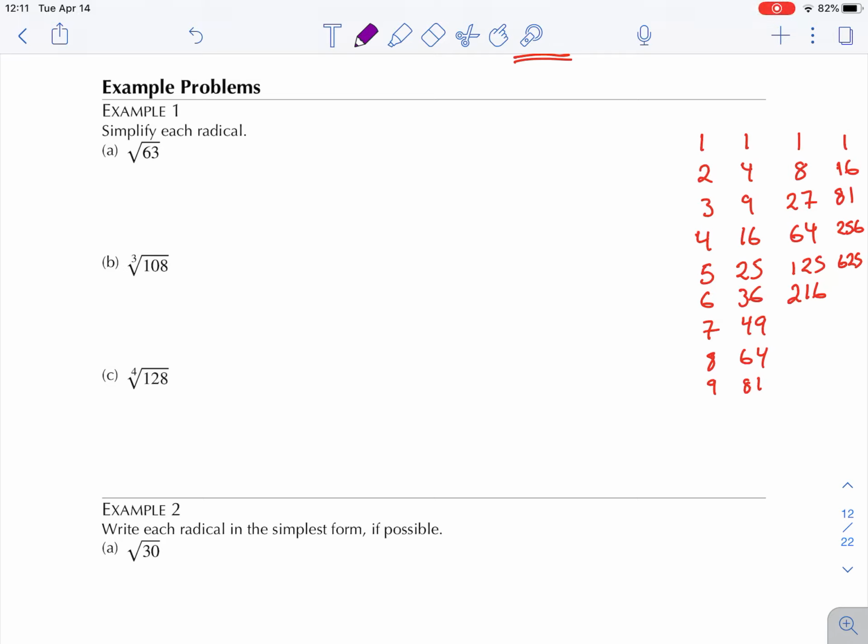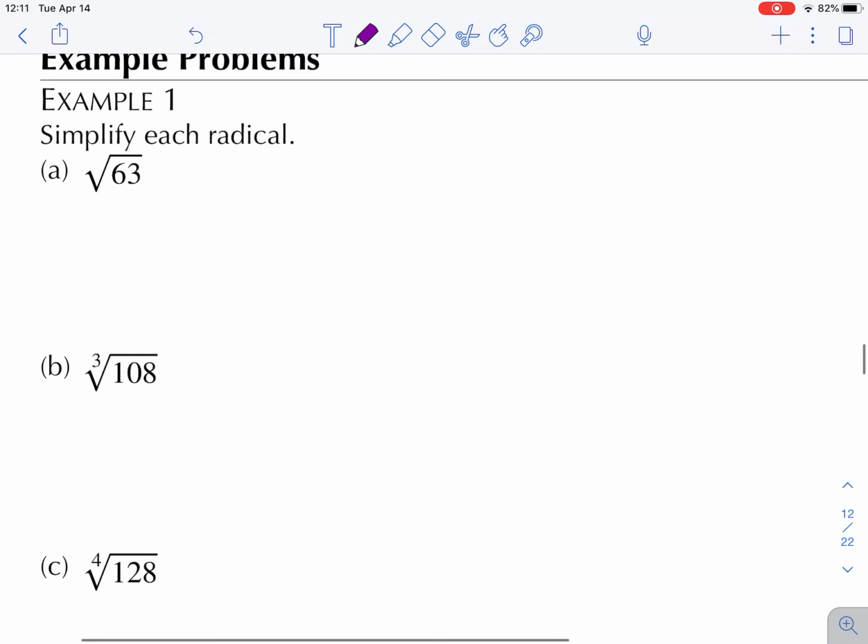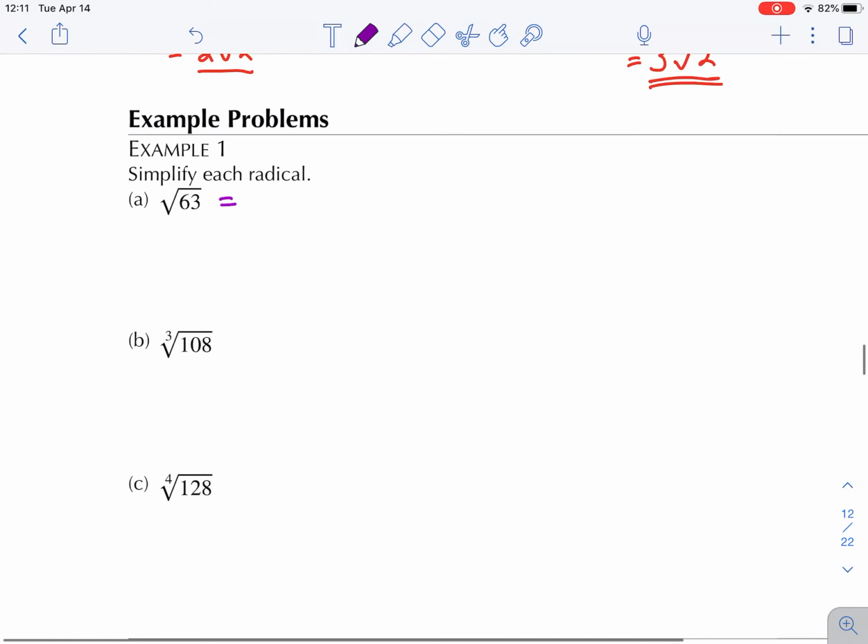Let's do section 4.3, mixed and entire radicals, example problems. Example 1, simplify each radical. So what we're going to do is take this entire radical and turn it into a mixed radical in simplest form. So we start off with our square root of 63.